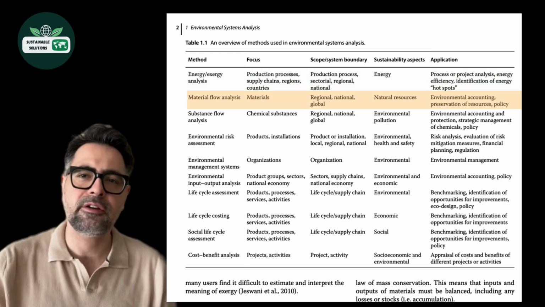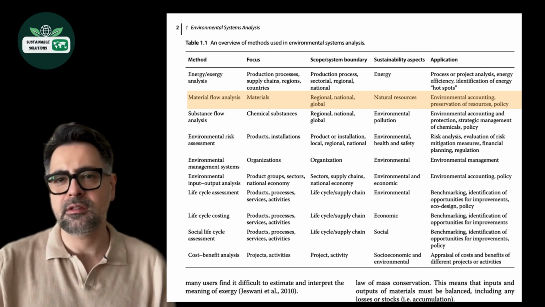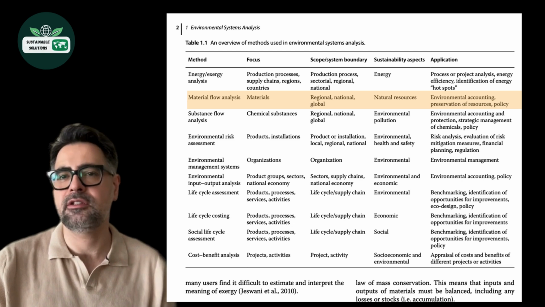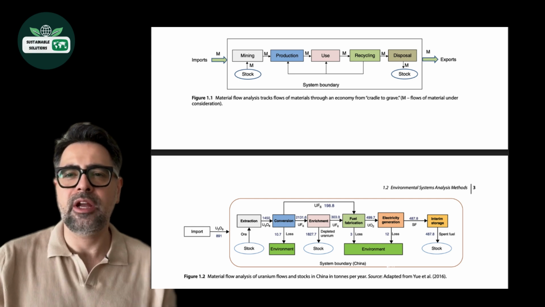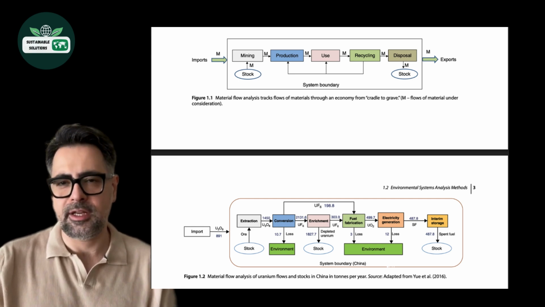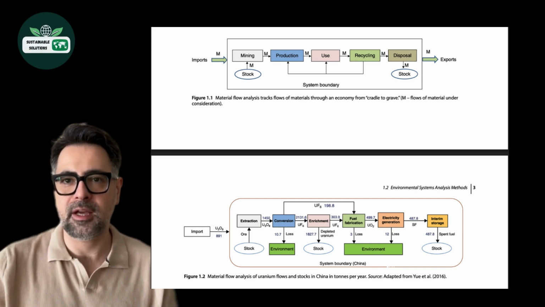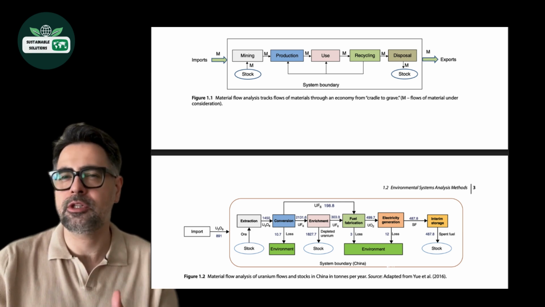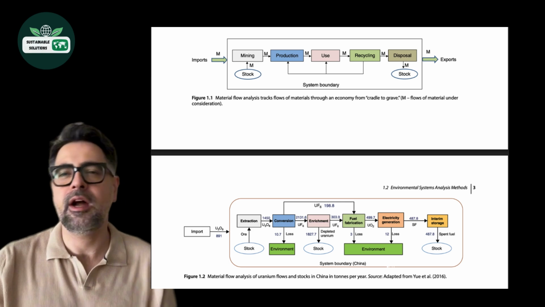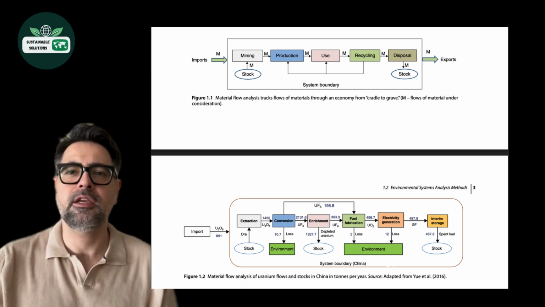Second one is material and substance flow analysis, MFA and SFA. These methods track the flow of materials and substances like aluminum, nitrogen, and uranium through a region, economy, or supply chain. MFA is great for identifying resource bottlenecks and waste hotspots. SFA zooms in on specific pollutants or chemicals and is often used in environmental policy and pollution control. They are both grounded in mass balance. What goes in must come out or accumulate somewhere.